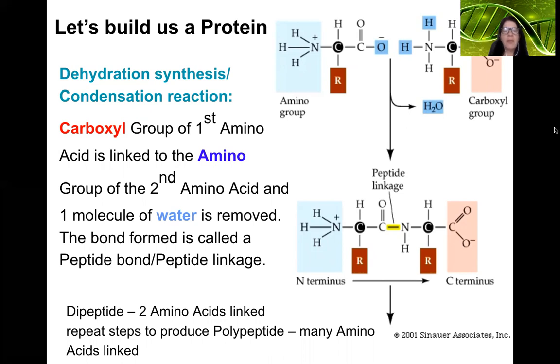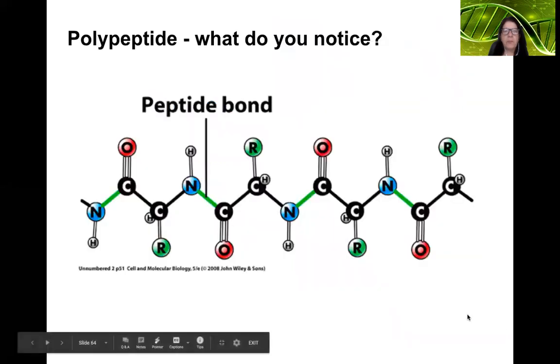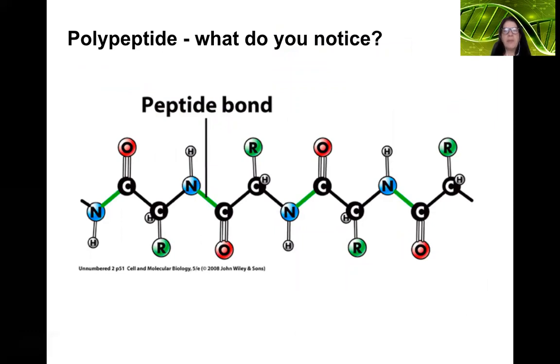A dipeptide is two amino acids linked. Once you repeat the steps for the first two amino acids, you get yourself a polypeptide, which has many amino acids linked. Here is a picture of a polypeptide with the peptide bonds in green.